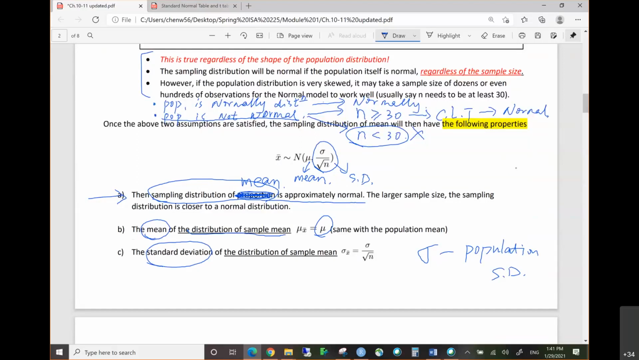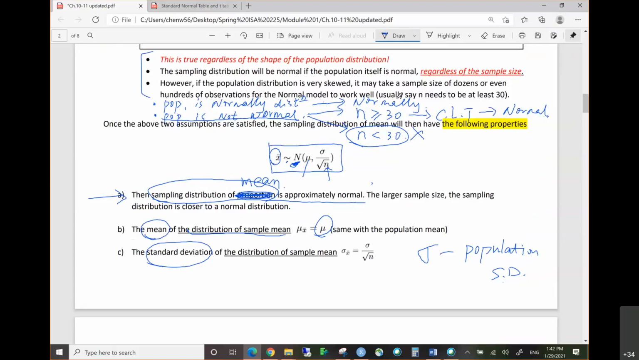All right. Okay, good. So now we have another normal distribution regarding the sampling distribution of mean, and we write it in short like this. How do we read this? We say the sampling distribution of mean follows a normal distribution with the mean mu and standard deviation sigma over square root of n, which is the population standard deviation over the square root of the sample size.